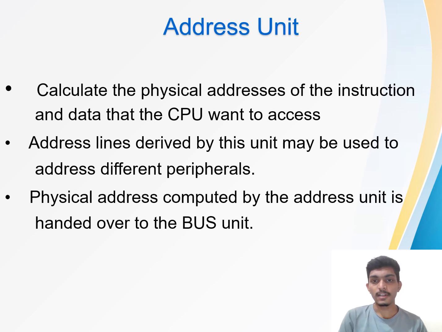So let's talk about the address unit. The address unit calculates the physical addresses of the instructions and the data that the CPU wants to access. Address lines derived by this unit may be used to address different peripherals. The physical address computed by the address unit is handed over to the bus unit.